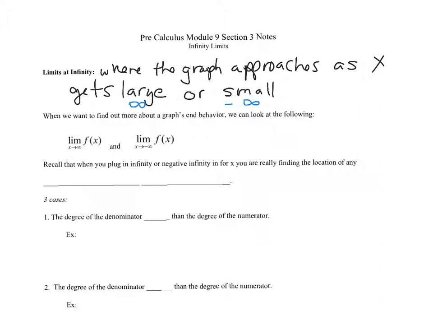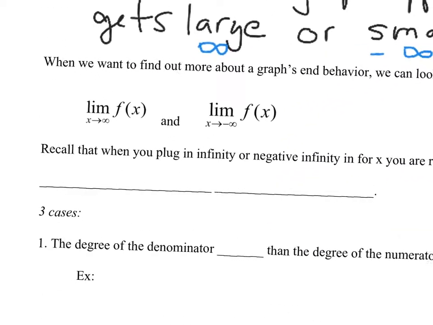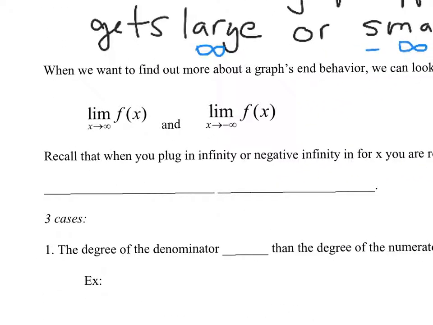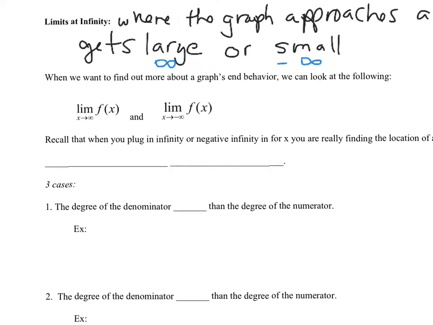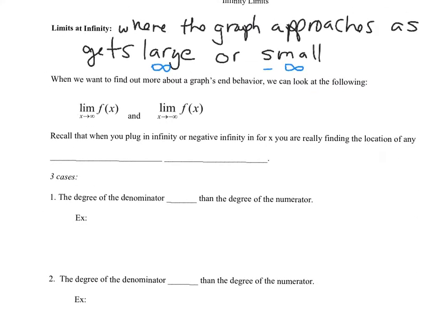So when we look at these two types of limits, limits as x approaches infinity or negative infinity of the function, we're really just looking for end behavior. And if you remember when we were looking for end behavior, when we're trying to plug in infinities or negative infinities, we're really trying to find the location of any horizontal or oblique asymptotes. We're trying to see if these graphs approach anything as x gets really, really, really large. So there are really only three cases of trying to find these horizontal or oblique asymptotes.